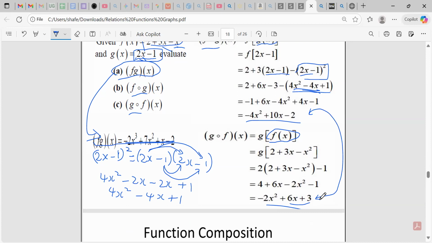So function composition is not commutative. The composite of g and f is not the same as the composite of f and g.